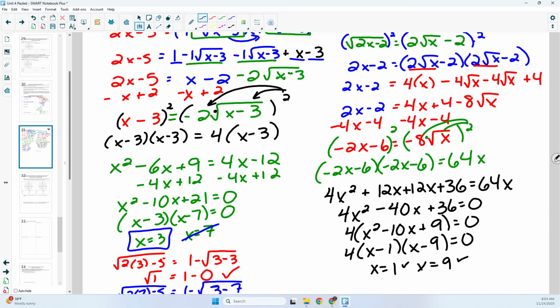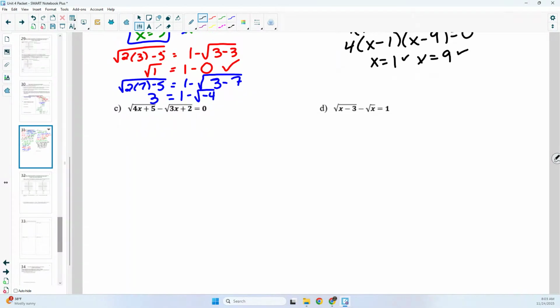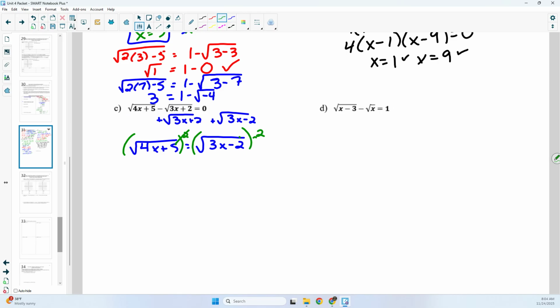So moving to the bottom of the page, we have a little bit easier equation because if all we have is square roots, like I have no other term, I can just move 1 over, and I get the square root of 4x plus 5 equals the square root of 3x minus 2. I'm going to square both sides, and nicely, both of the square roots cancel, and I just have a simple linear equation left.